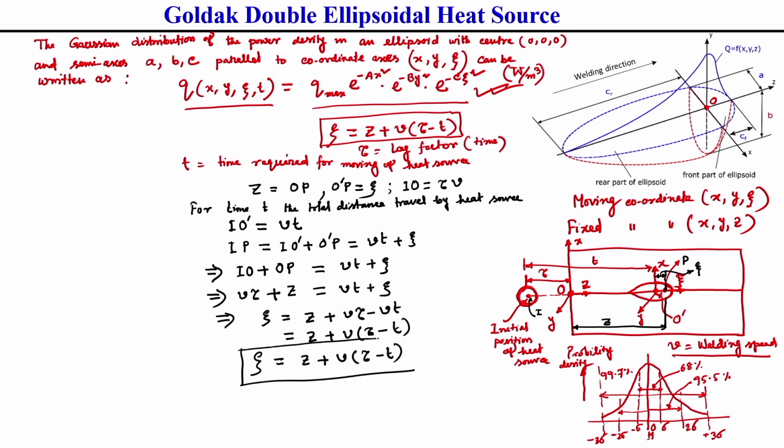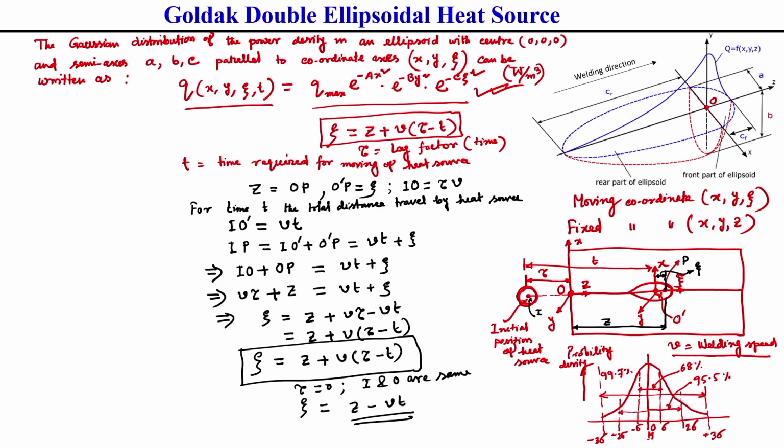Now, from here one thing you should keep in mind: if the initial position of the heat source is the same as O, that means the fixed coordinate system, then tau will be 0. When will tau be 0? If I and O are the same, correct. So, if I and O are the same, then your moving coordinate system zeta you can write as z minus v into t. This you should keep in mind, if it is the same.